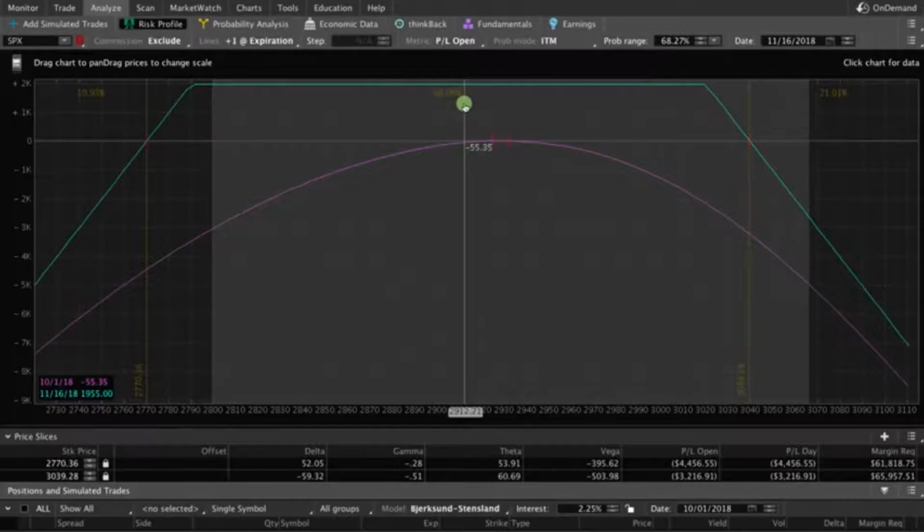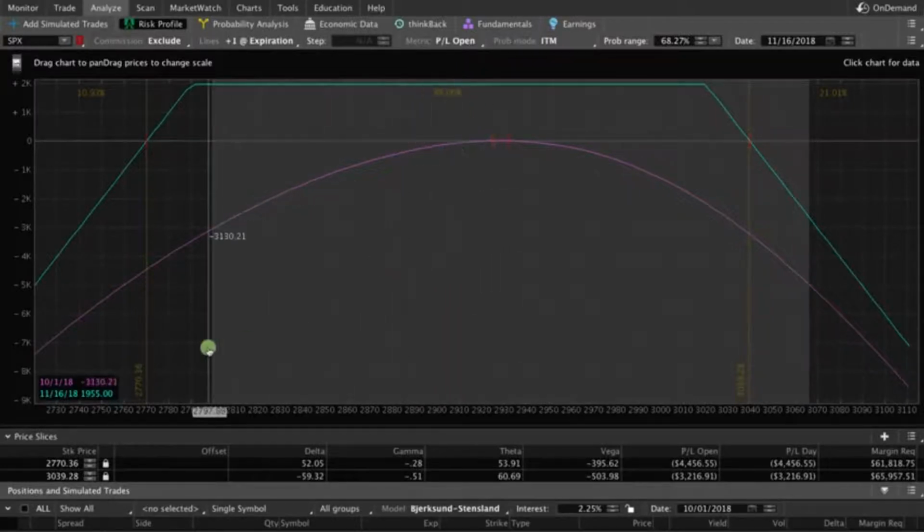Now, in reality, we are rarely going to hold these trades all the way to expiration, so our probability of making money on this trade in real-life trading is much higher than 68%. But in this case, for this example, if you were to hold it all the way to expiration, your probability of profit is just over 68%.